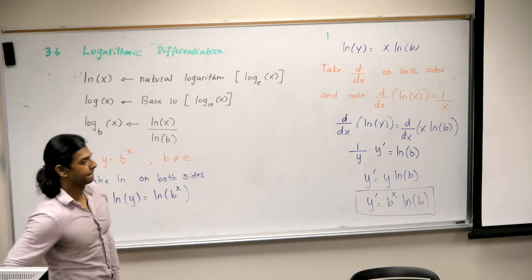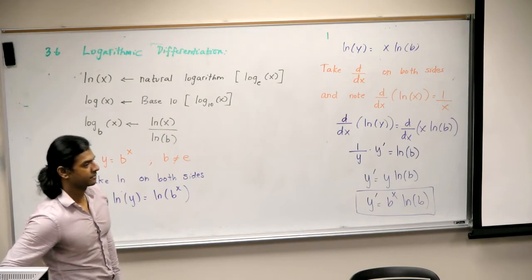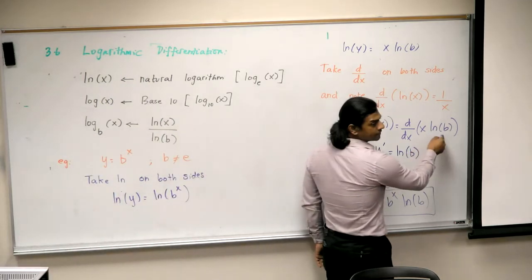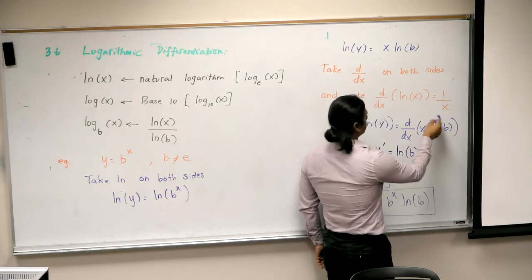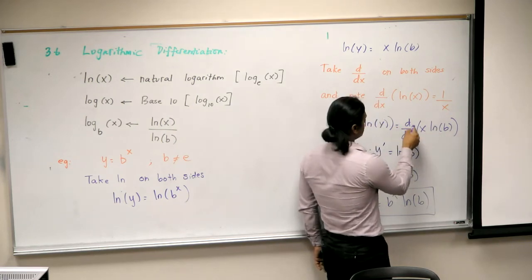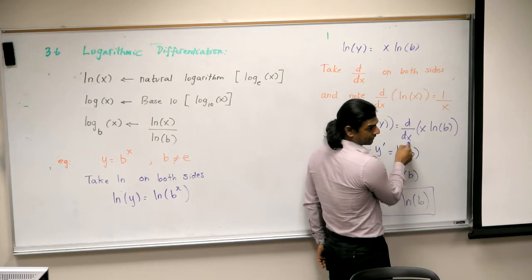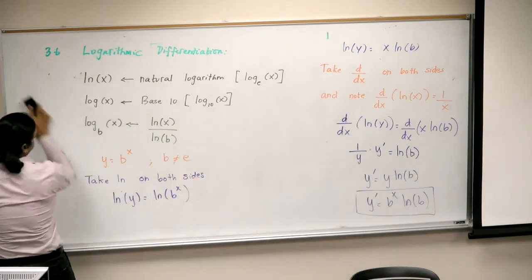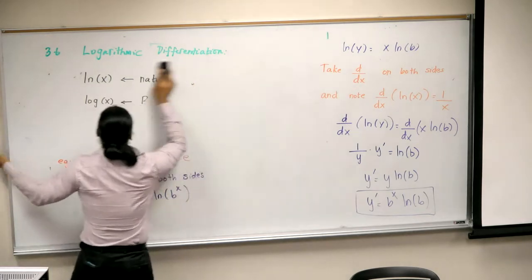So I understand at the very least how you've got here. However, how did you get ln of b as the derivative of x ln of b? The constant comes out. What is the derivative of x with respect to x? Yep, that's what I thought. Sorry about that. So that is the formula.